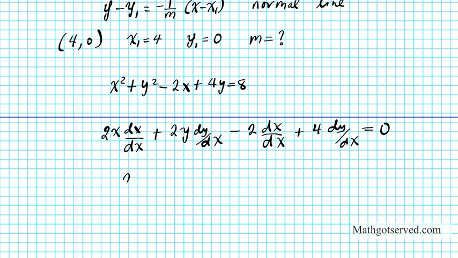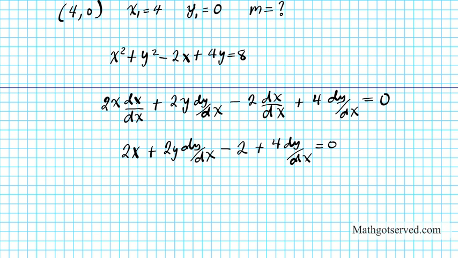Let's simplify further. We have 2x plus 2y dy/dx, minus 2 (that dx reduces to just 1), plus 4 dy/dx, equals 0. Now we're going to move the terms without dy/dx to the other side of the equation and bring the dy/dx terms together. So we have 2y dy/dx plus 4 dy/dx, and if I subtract 2x and add 2 to both sides, I'll have negative 2x plus 2.